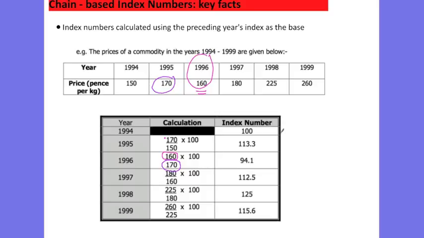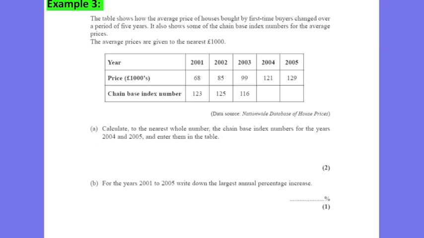To find here are chain-based index numbers. Example number 3. The table shows how the average price of houses bought by first-time buyers changed over a period of 5 years. It also shows some of the chain-based index numbers for the average prices. The prices are given to the nearest 1,000. We're asked to calculate to the nearest whole number the chain-based index numbers for the years 2004 and 2005.